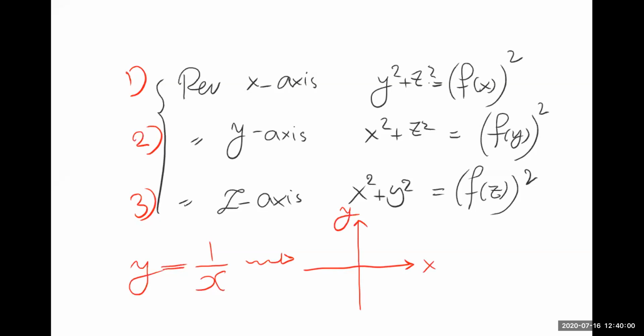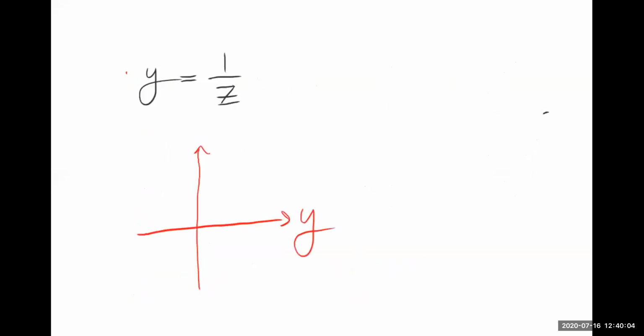Maybe it's good to think about this one first. Y equals 1 over x, yes, that is correct. I want to know what the graph of this function is. One way to guess and find the graph of a function is just trying different points, right?